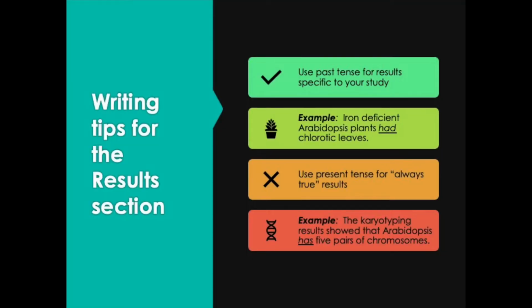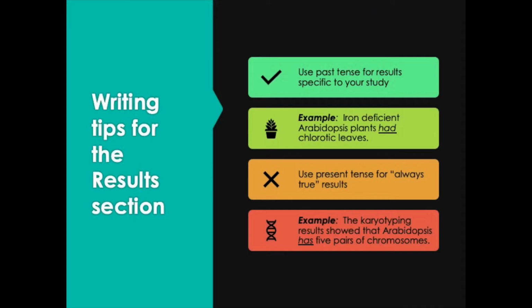An example of this is you would say iron-deficient Arabidopsis plants had chlorotic leaves, because you're describing a specific situation that you observed, and you don't want to be generalizing to all Arabidopsis plants at this point. Now, you also might use the present tense for certain results that are always going to be true. For example, the karyotyping results showed that Arabidopsis has 5 pairs of chromosomes. So your results showed that, but you expect that that's always going to be true. So you can state that in the present tense.